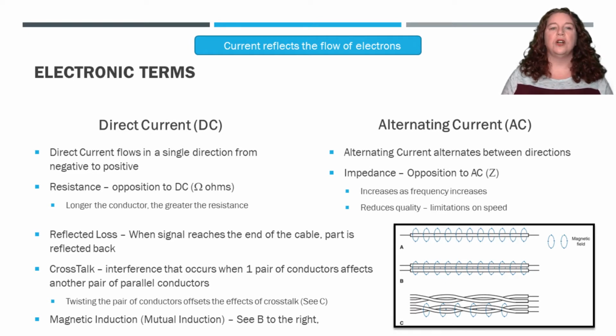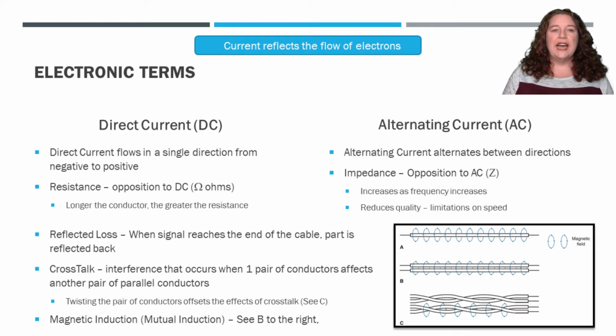The resistance is greater if the conductor is long. So this is where we limit the length of a single cable to given limitations based on the resistance that is going to occur in basic electricity. If you have an alternating current, we call that impedance, and it increases as your frequency increases. It reduces the quality and adds some limitations on your speed because as the frequency increases, you just can't send any more because there's too much impedance against it.